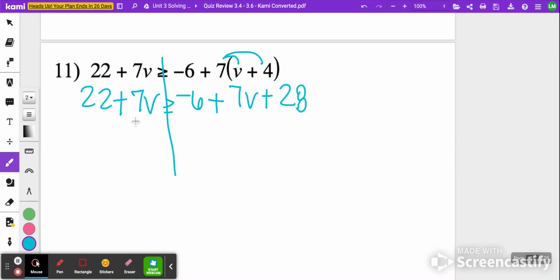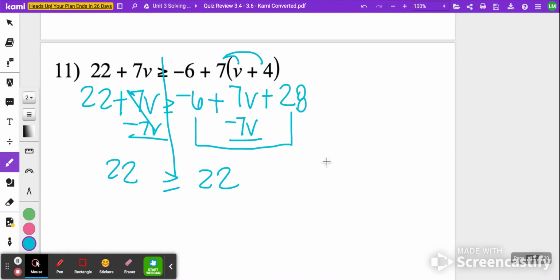What I would recommend is going ahead and moving the variables first, then combine like terms. 22 is greater than or equal to 22, because negative 6 added to a 28 gives you a 22. This is a true statement, so we can say that this is all real numbers.